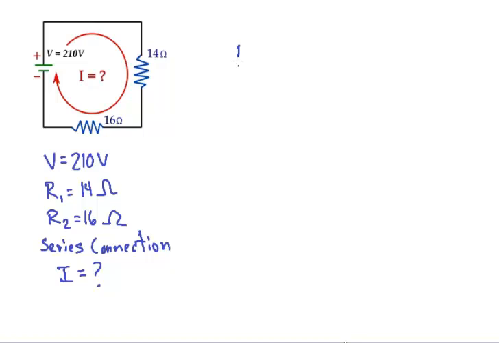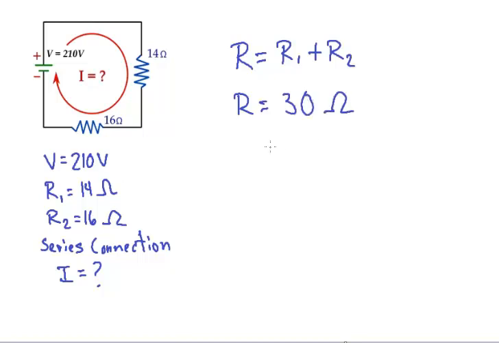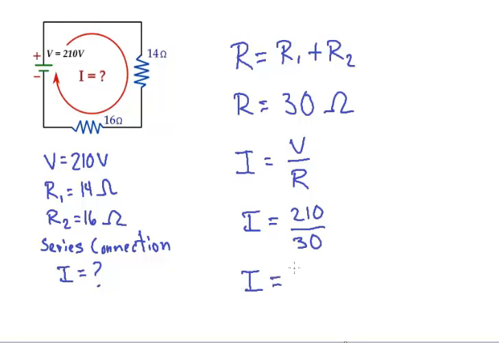So in a series connection, the resistance of the circuit can be easily found by just adding both resistances. So resistance in this case will be 14 plus 16, which will give us 30 ohms. Now that I know the resistance of the circuit, we can find the current. Current is voltage divided by resistance. Current will be then 210 volts divided by 30 ohms. And that will give us an answer of 7 amperes. And that's it.